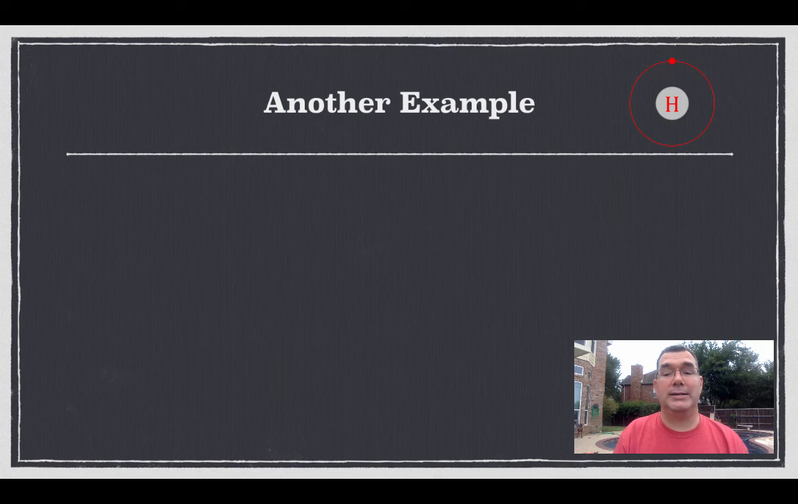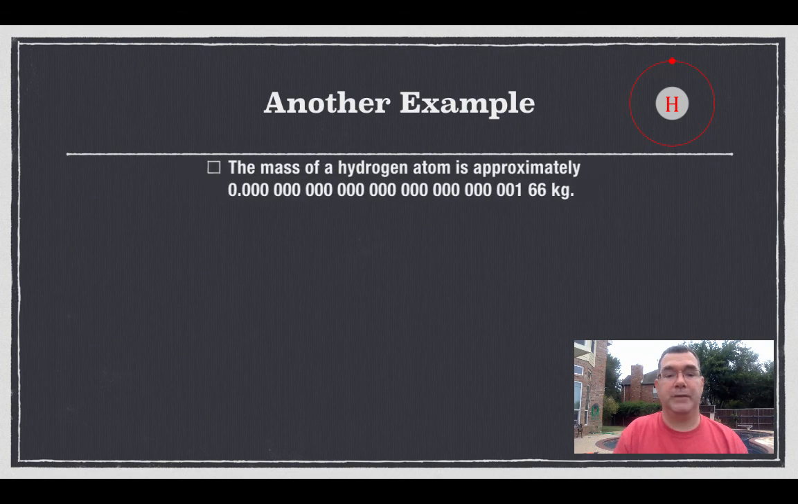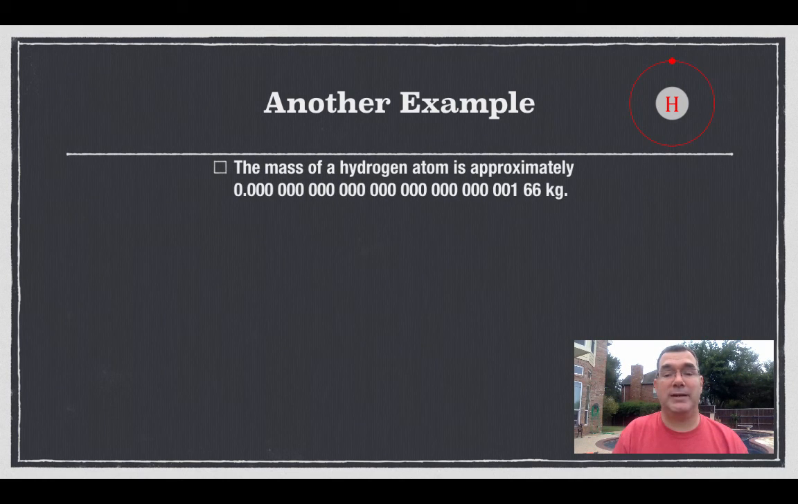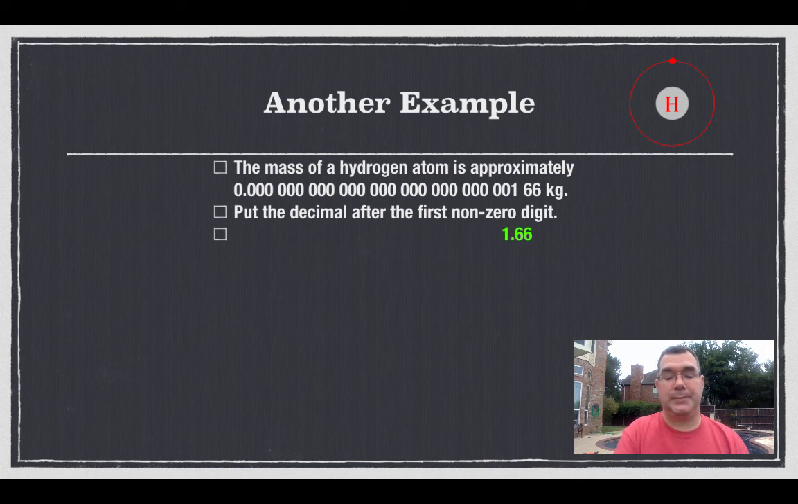Okay, let's look at an example of a really small number. If I have a hydrogen atom, the mass of it is going to be that number there. Again, I'm not going to try and say that, but I am going to go through the same process. If I look through those digits from left to right, the first non-zero digit I see is that 1. So I'm going to put the decimal point after it, creating the number 1.66.